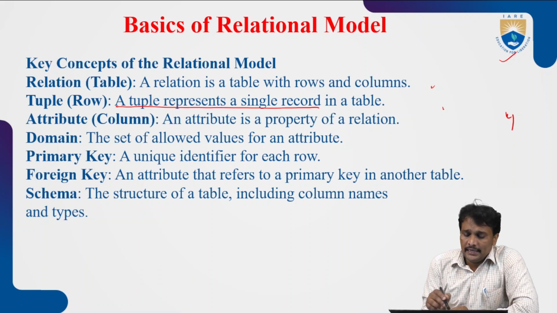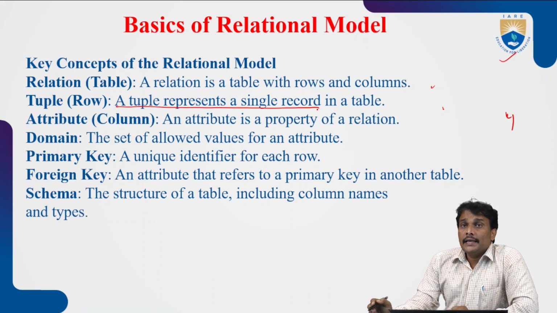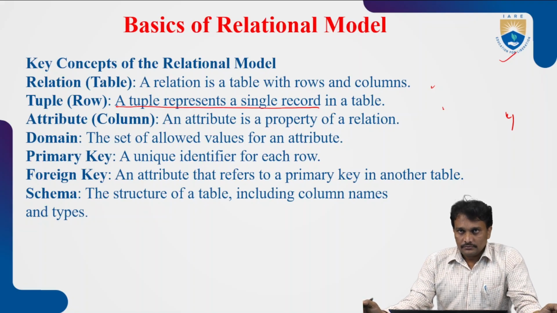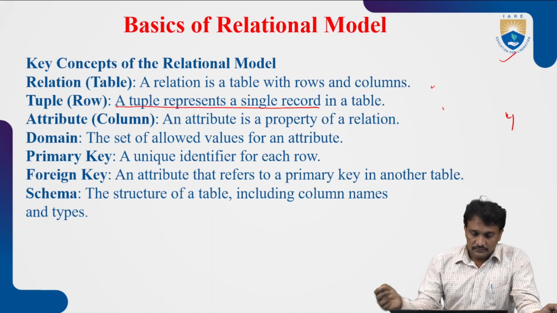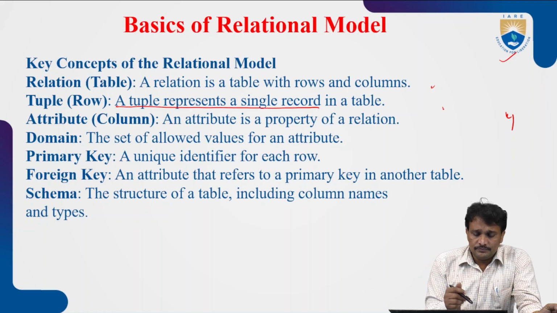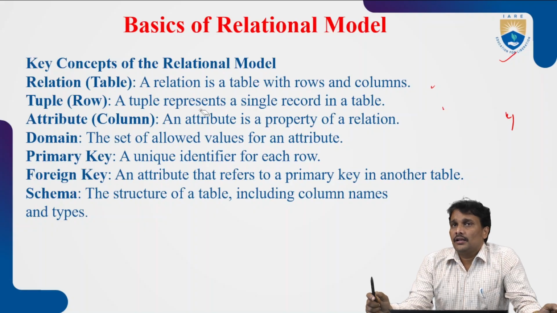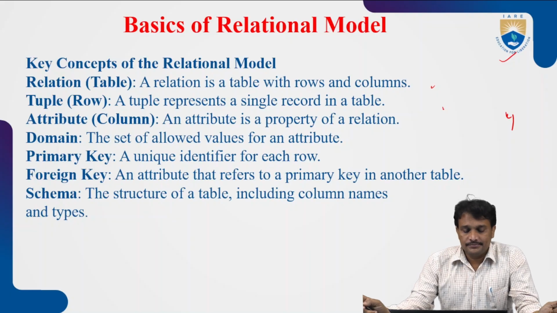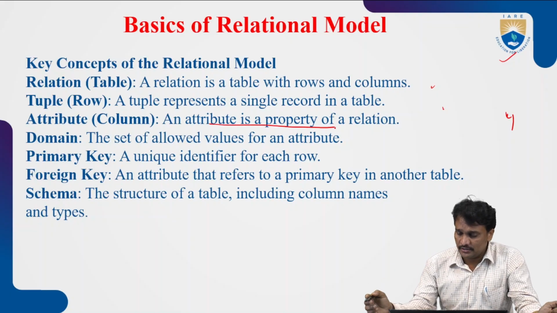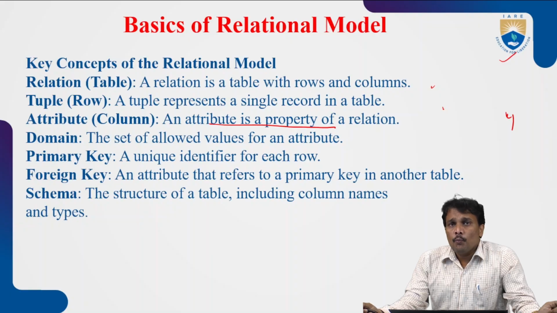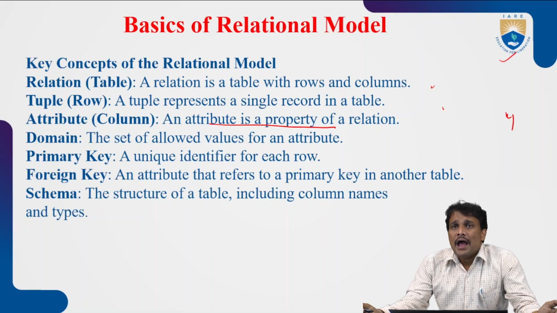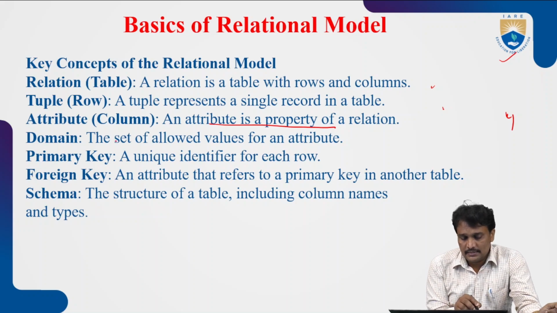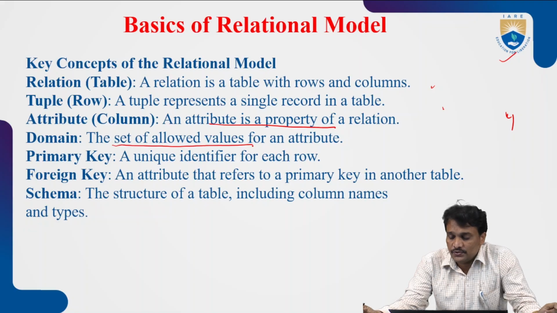Tuple represents a single record in a table or relation. Already shown. Attribute, or simply column. Attribute is a property of a relation or table. Next, domain. The set of allowed values for an attribute.